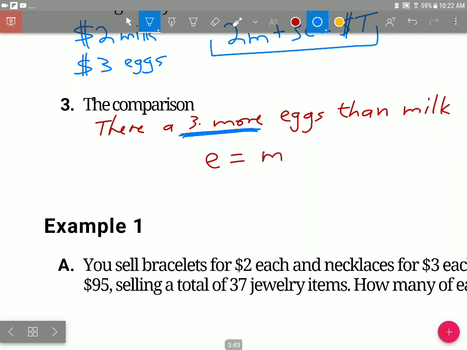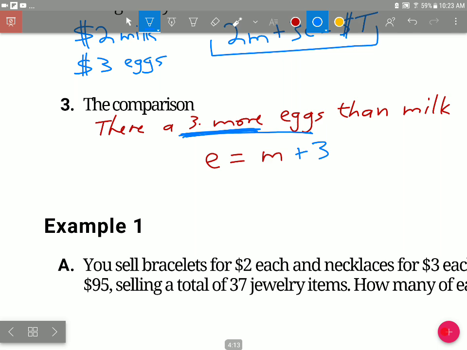Let me ask you this. Which one do you have more of? Do you have more eggs, or do you have more milk? Eggs. So to make them equal, which one do I have to add something to? The eggs or the milk? The milk to make them equal. So it may read 3 more eggs, that's 3 plus E, but in reality, you need to add it to the milk. So sometimes you've got to think about this one a little bit. Make sure you're doing it right.